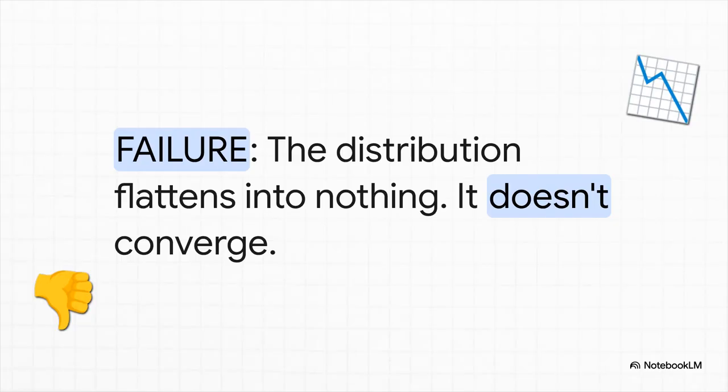So yeah, attempt number 1 is a total failure. Instead of converging to a nice clean shape, our distribution just flattens out across the entire number line until it's basically invisible. It doesn't settle down, it just disappears.